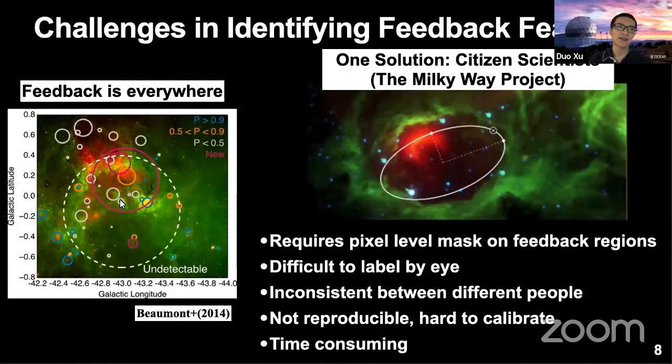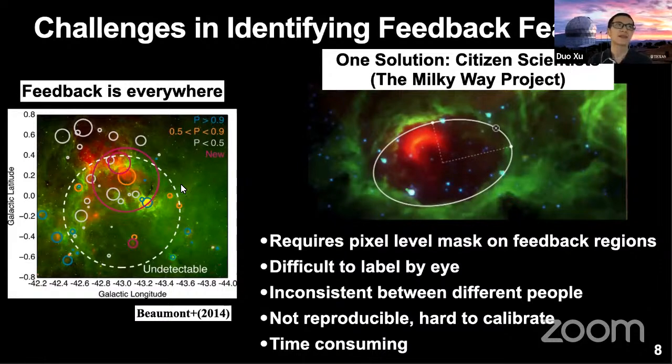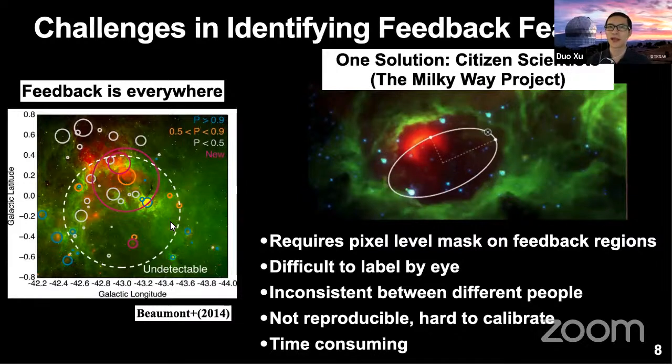If we look at a Spitzer image of the galactic plane, we see feedback is everywhere. There are multiple bubbles and they are overlapping with each other. It's really hard for humans to disentangle these bubbles by eye. So that's why it is almost impossible to get a complete census of the number or the mass of feedback by visual inspection.